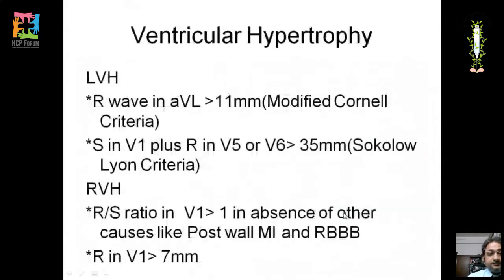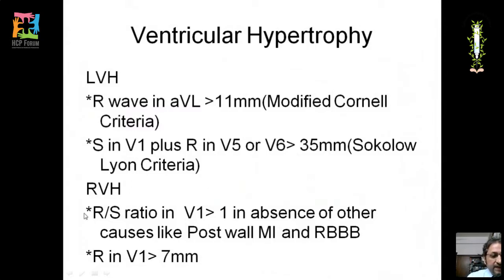Now coming to the criteria of ventricular hypertrophy. Criteria for left ventricular hypertrophy is R wave in AVL greater than 11 millimeters. And this is the modified Cornell criteria. The other criteria is the summation of S wave in V1 and the R wave in either V5 or V6. If it is greater than 35 millimeters, then it again satisfies the criteria of left ventricular hypertrophy. And this is the Sokolow-Lyon criteria.